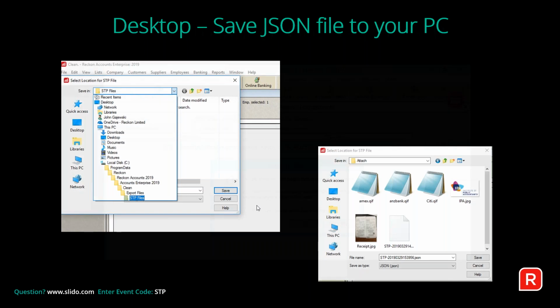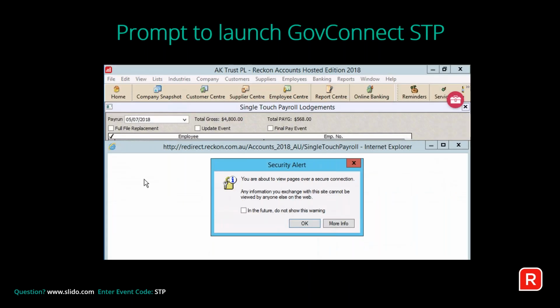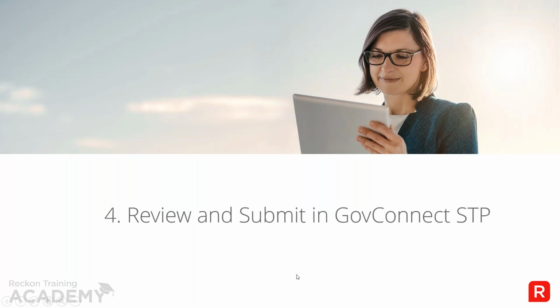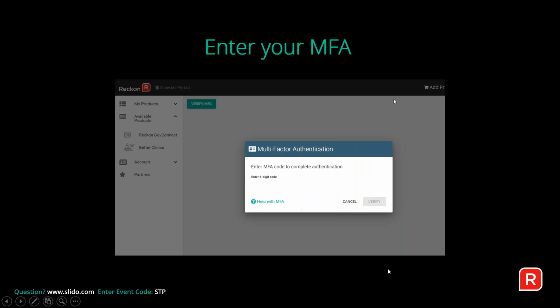When you complete that, the program will warn you that it's going to launch single touch payroll. It's going to launch Reckon GovConnect in a separate browser, so just click OK and you'll be launched into GovConnect. So that's the next stage we'll look at. What do we need to do inside GovConnect to complete our process?